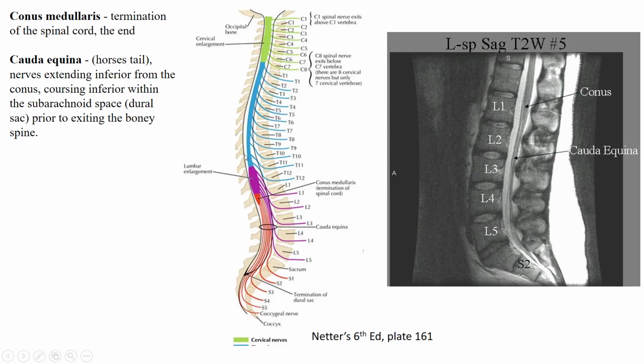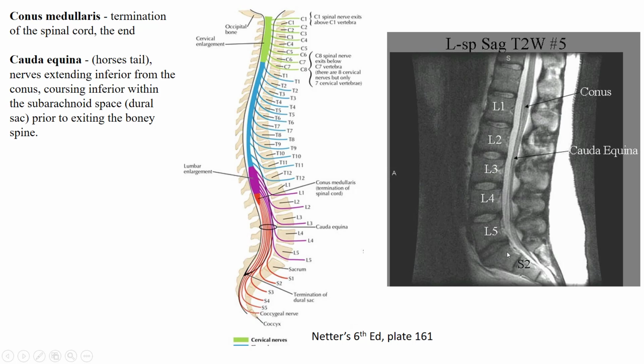And we've mentioned it before, but the conus medullaris is the termination of the cord here in red. And then inferior to that is the cauda equina, which kind of looks like a horse's tail. Those nerve roots extend inferior from the conus, and they kind of free float within that subarachnoid space. And then the nerve roots exit through the intervertebral foramen, and then out to the body. And we can look at that here on a lumbar spine T2 weighted image.